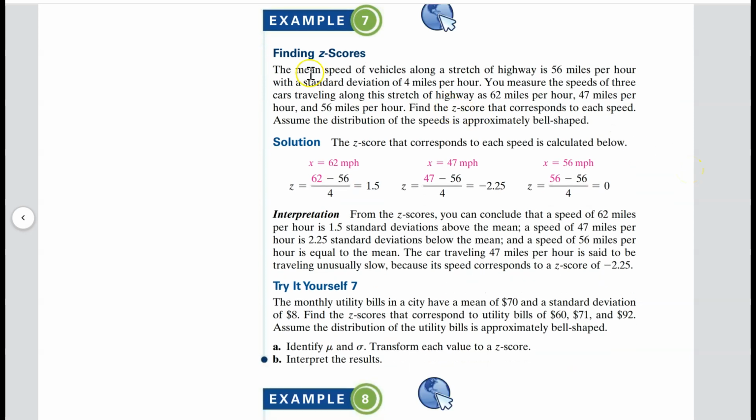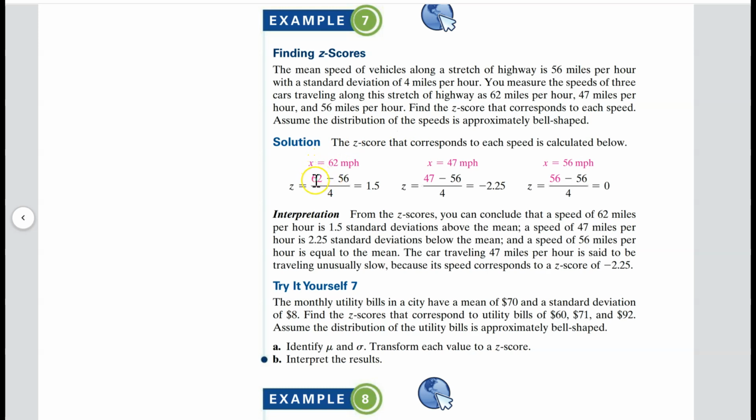Finding z-scores. The mean speed of vehicles along a stretch of highway is 56 miles per hour. So the mean, mu, is 56, with a standard deviation of 4. So sigma is 4. You measure the speeds of 3 cars traveling on the stretch of highway as 62, 47, and 56. Find the z-score for each of those speeds.